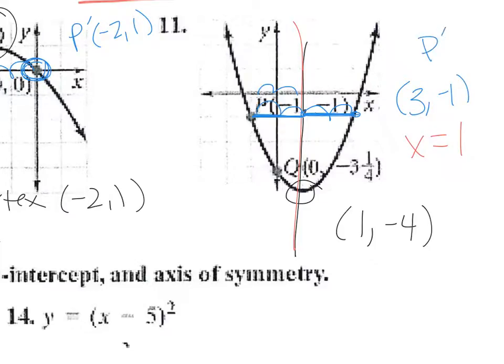That's P prime. And then if Q is 0, -3 1/4, then this one's going to be over 1 from this spot. So if these two right here are over 1, then from the y-axis it has gone over 2. So the x value for Q prime is going to be 2, and you're still down 3 1/4.